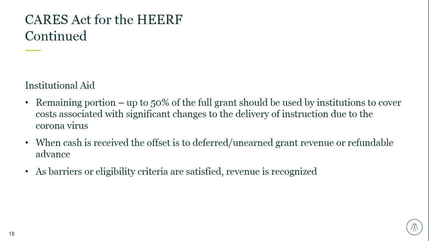maximum extent practicable. When recording the institutional portion of the aid, when cash is received, universities will then record a credit or offset to deferred or refundable advance accounts. As the barriers or eligibility criteria are satisfied, revenue is recognized. Similar to the student portion, many universities recognize revenue for this portion in fiscal year 2020. However, it's expected that more will continue to be recognized in fiscal year 2021.